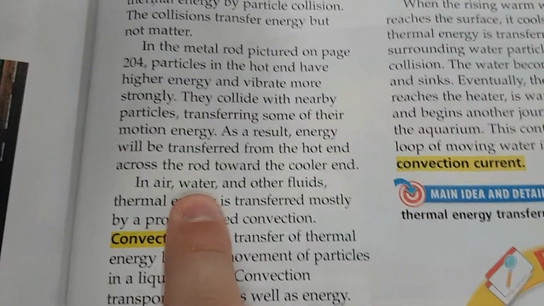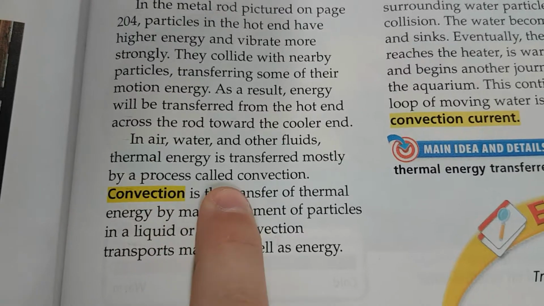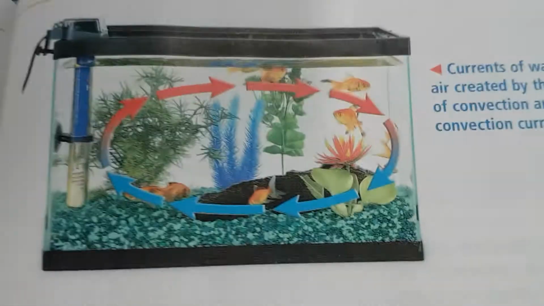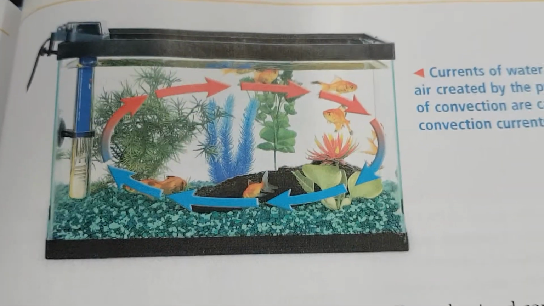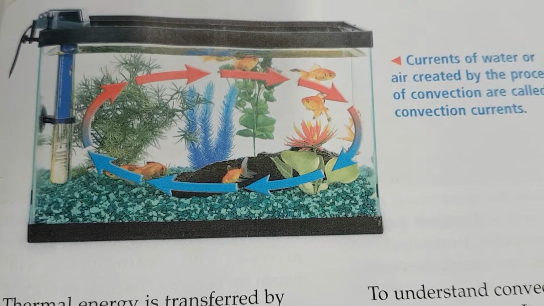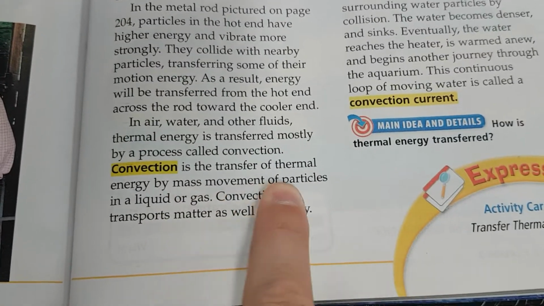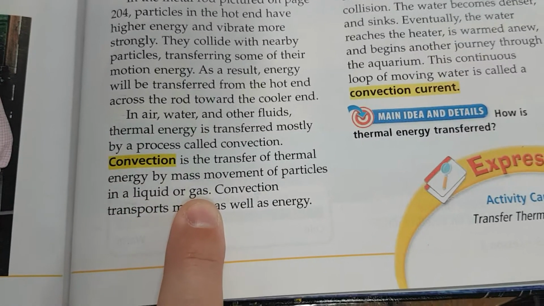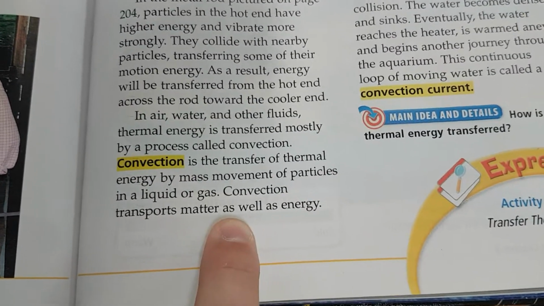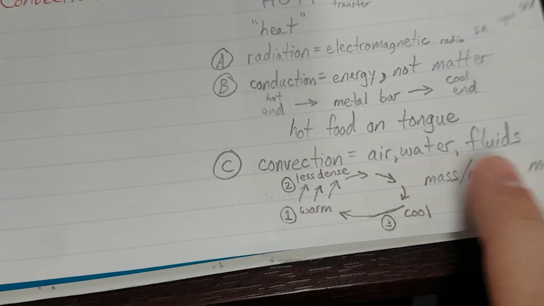Convection. In air, water, and other fluids, thermal energy is transferred mostly by a process called convection. Remember convection from the magma in plate tectonics? The swirling magma underneath the plates? Convection is the transfer of thermal energy by mass movement of particles in a liquid or gas. Convection transports matter as well as energy. Okay? So, convection equals air, water, fluids.